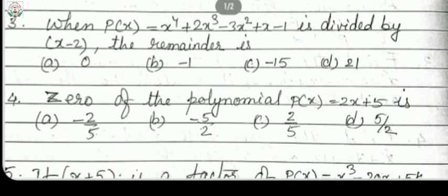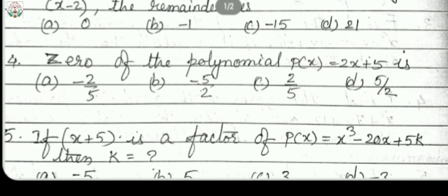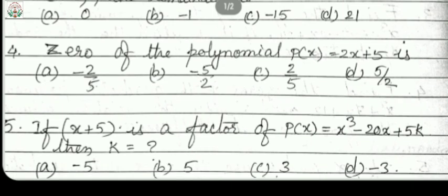Check it out. Now the fourth MCQ is: zero of the polynomial p of x equals 2x plus 5 is. Zero of the polynomial means you have to keep p of x equals 0, that means 2x plus 5 equals 0. On simplification, what value of x are you getting? That means 2x equals minus 5. So x will be equal to minus 5 upon 2. So where is that answer? Check it out from the 4 options.